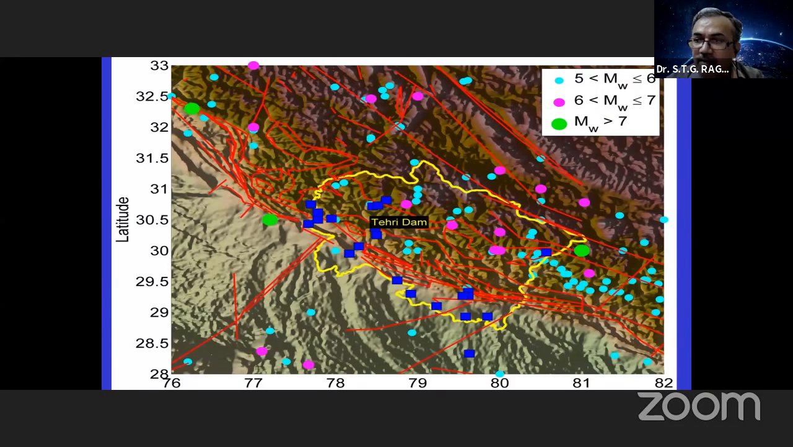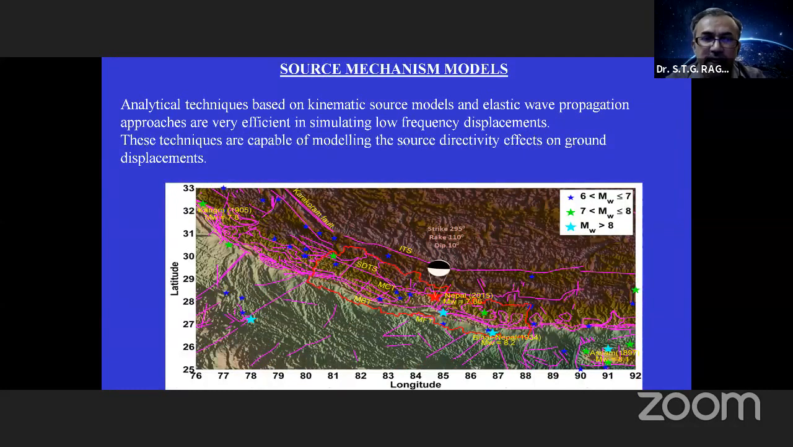Now many of these dams are getting built in the Himalayas, and if there is going to be this type of near field source, how these dams are going to behave is a very, very difficult situation. But one good thing here is that near field ground motion we can model and simulate on our computers. There are analytical models where we can simulate the near field ground motions. I will just show a few things.